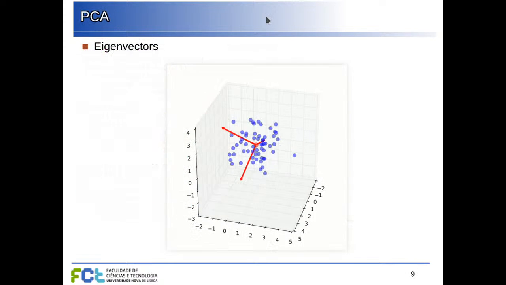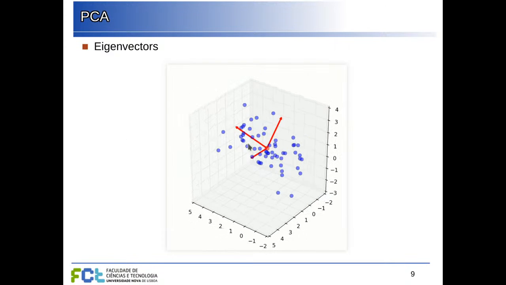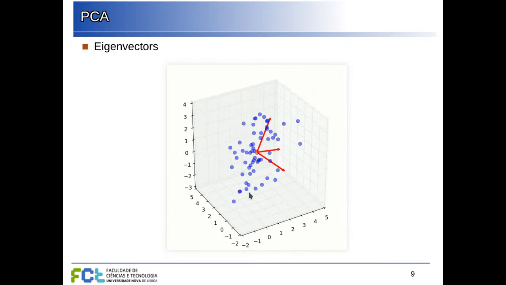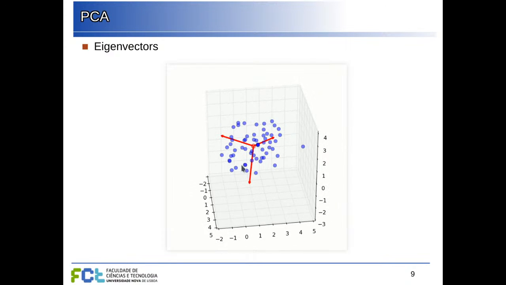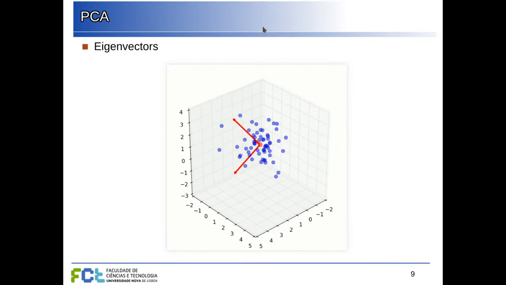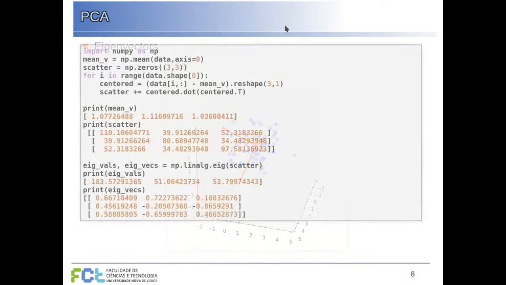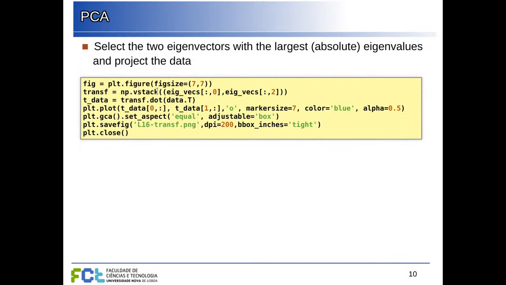So to illustrate this in this case, these are the 3 eigenvectors that we computed. This one has the largest eigenvalue because it's in the direction of the largest dispersion of the points. Then we have the other 2 which are very similar, but we can now take the first one and the last one. So these are the ones with the largest eigenvalues, 53 and 183, and we can plot our data.